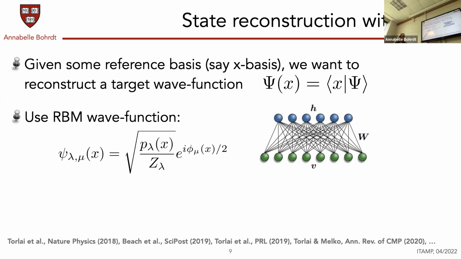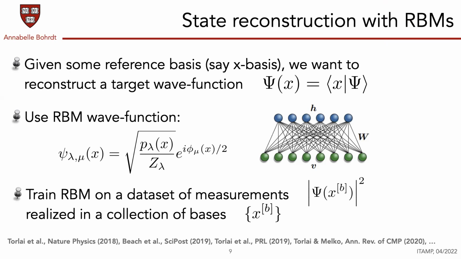And what we do to actually learn this quantum state is basically train a restricted quantum machine on a data set of measurements. And these measurements are just quantum projective measurements. So we don't need the expectation value of a Pauli operator or whatever you have there, but you really use those snapshots that you naturally get from the experiment as input here.